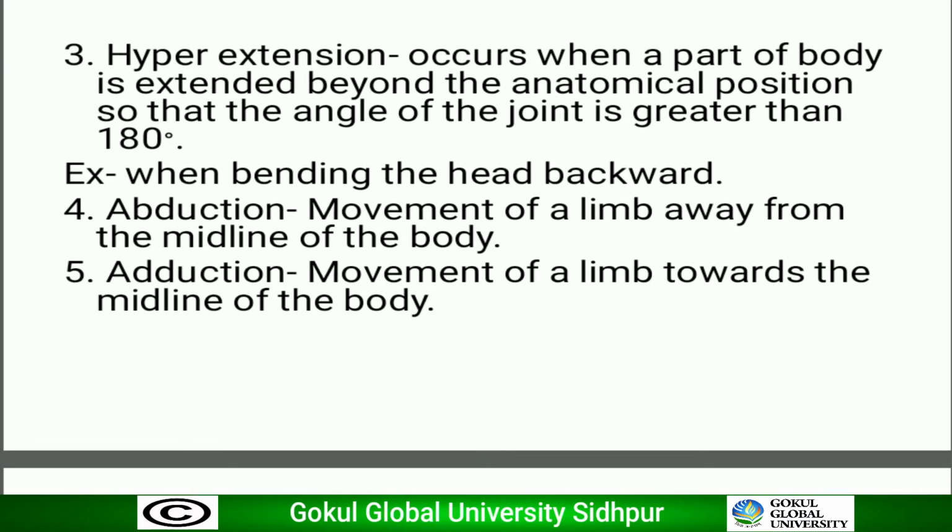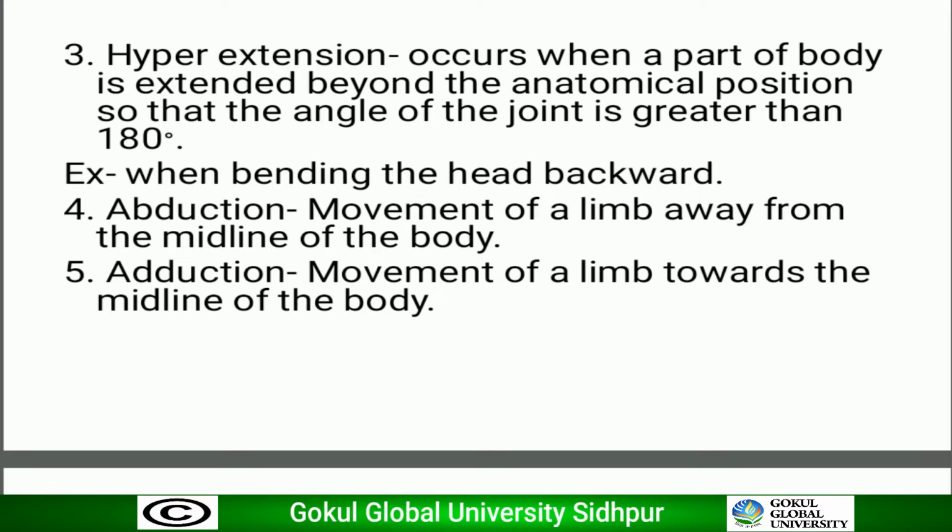Now hyperextension. What is hyperextension? It occurs when a part of the body is extended beyond the anatomical position so that the angle of the joint is greater than 180 degrees. Example, when bending the head backwards. Another example, straight fingers moving backward. In short, in hyperextension the angle of the joint is greater than 180 degrees.